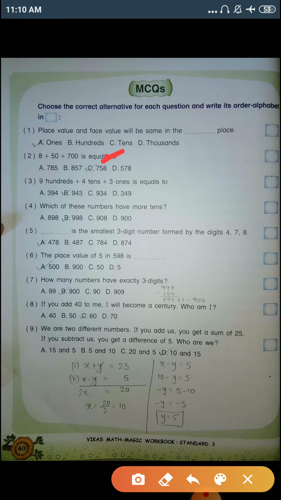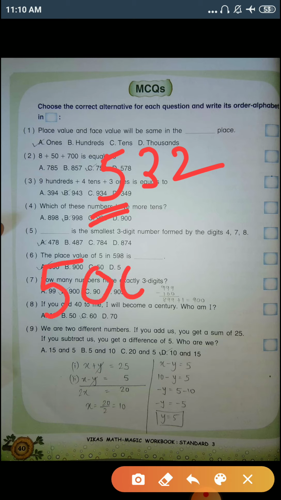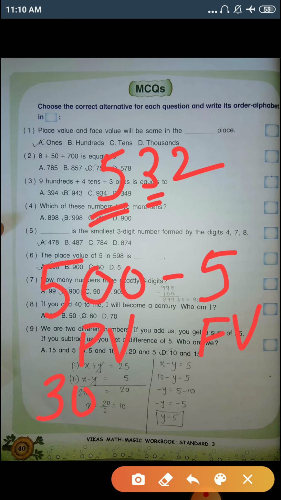the number is 532. Now we need to find out the place value of 5. So what is the place value of 5? It is 500. But what is the face value of 5? It is 5. This is a place value and this is a face value. Now if we talk about 3, then what is the place value of 3? 30, because 3 is on tens place.